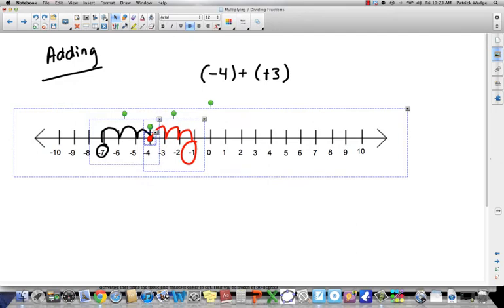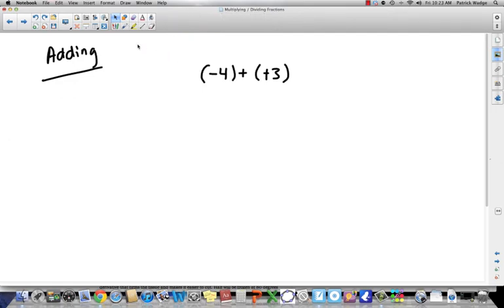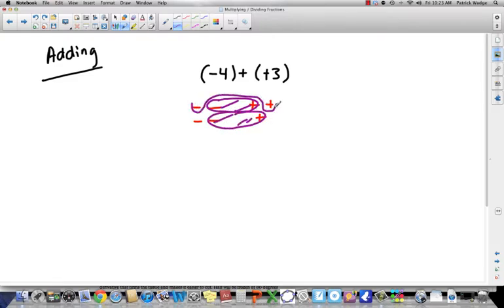Another way you can think of this is, I like thinking of negative 4 as 4 negatives. 1, 2, 3, 4. Positive 3 is 3 positives. 1, 2, 3. Now, if you have 1 negative and 1 positive, what happens? They cancel each other out. So for every pair I can find, it's gone. There's a pair, it's gone. And here's a pair, it's gone. So what I'm left with is 1 negative.